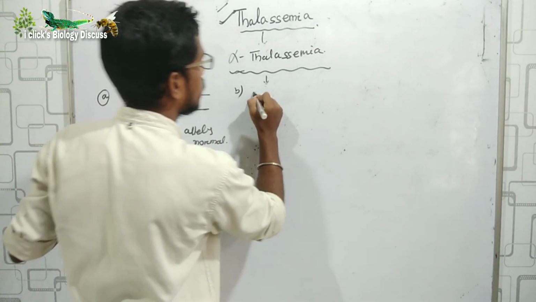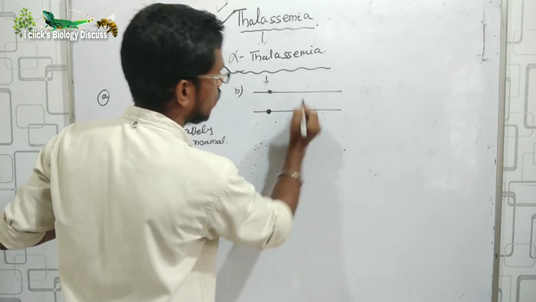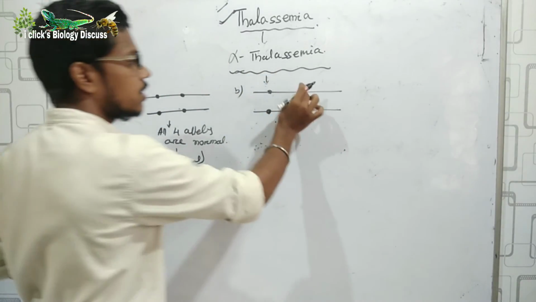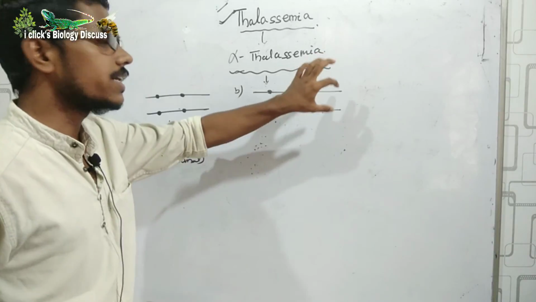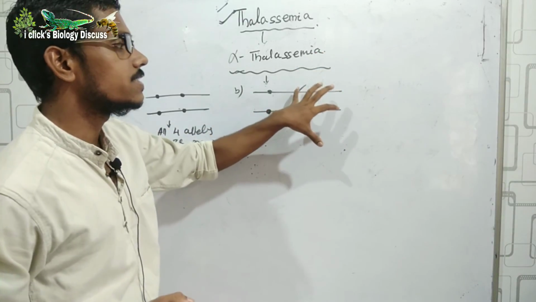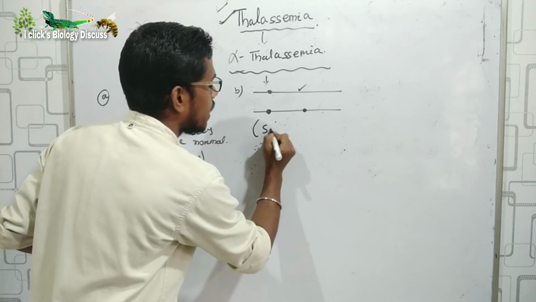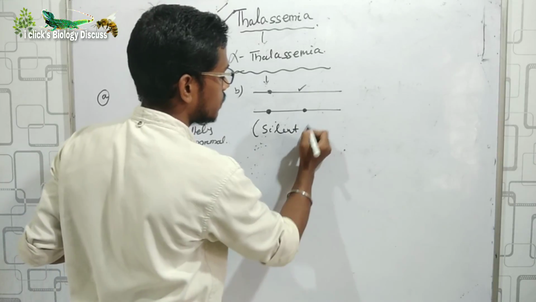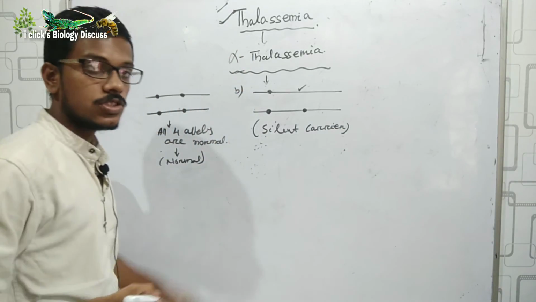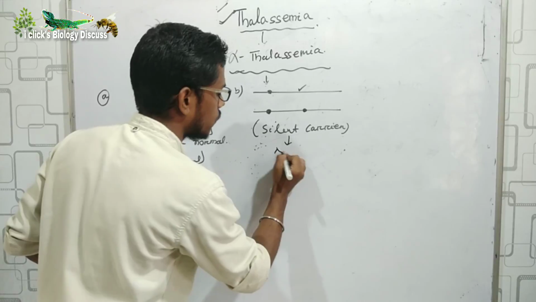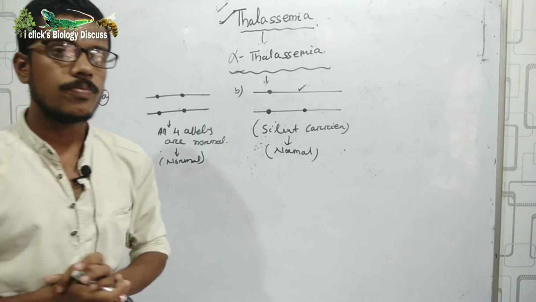Okay, if the condition is like this, here one allele is mutated. Here I have not bolded this area, which means that one of the alleles is mutated, or a mutation has occurred in this gene or in this portion of the chromosome. This is called a silent carrier. But this person is also a normal person. There is no symptom of thalassemia.